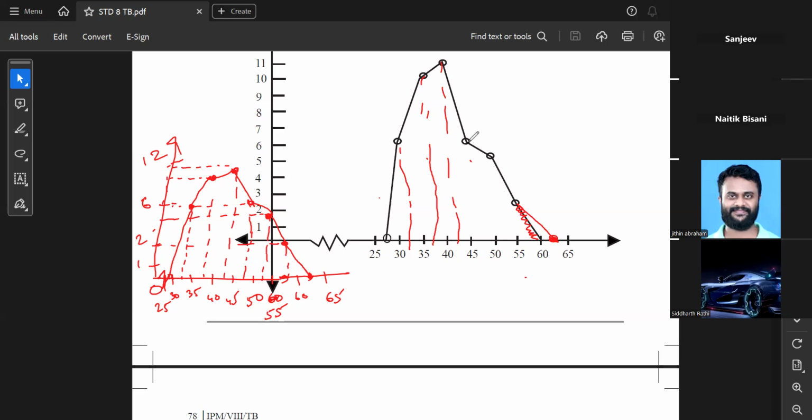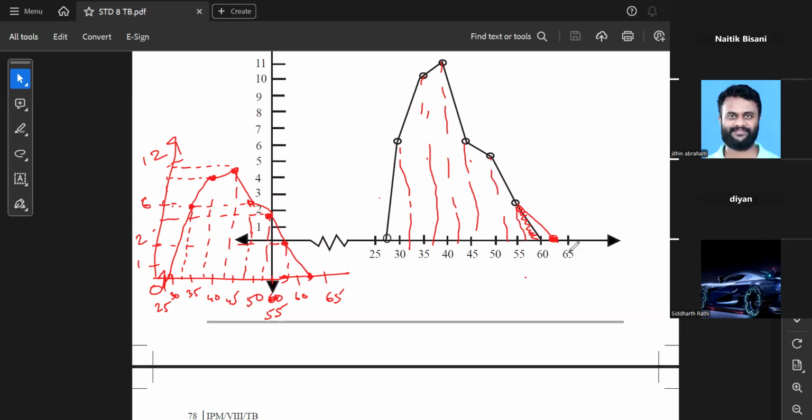This is corresponding to the midpoint of this, and this to the midpoint of this, and so on.